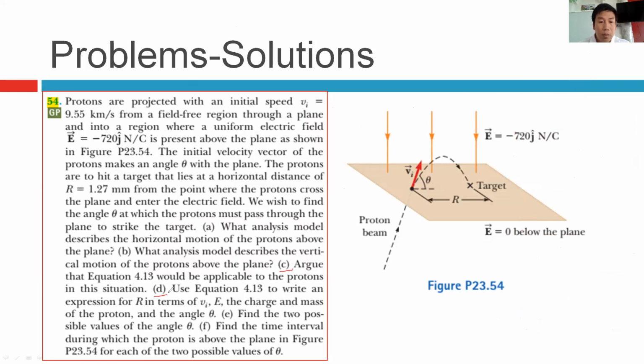And now question D is that we use equation 4.13 to write an expression for R in terms of v, E, the charge and the mass of the proton, and the angle theta. So it means that they need to derive the formula of R. It means that we need to find R as a function of v, E, the mass, and the angle.